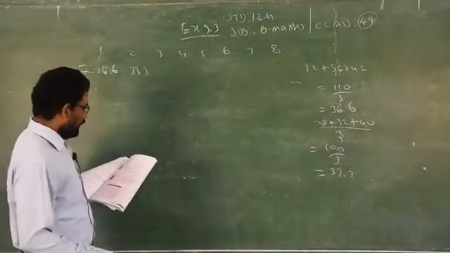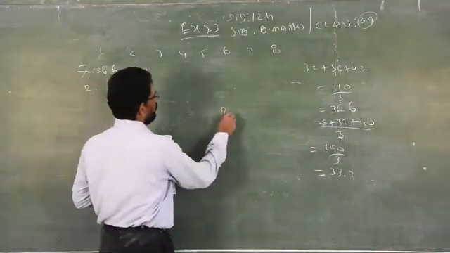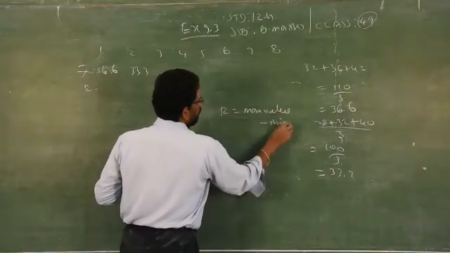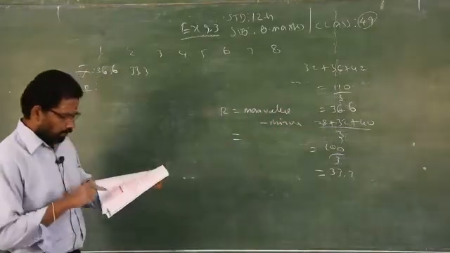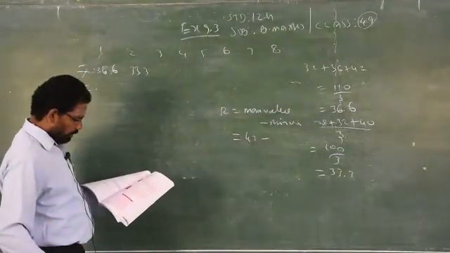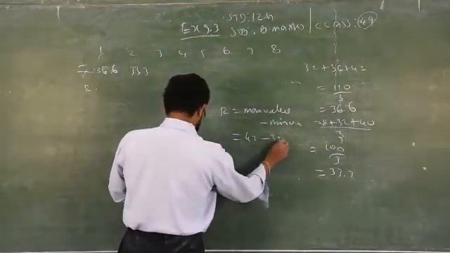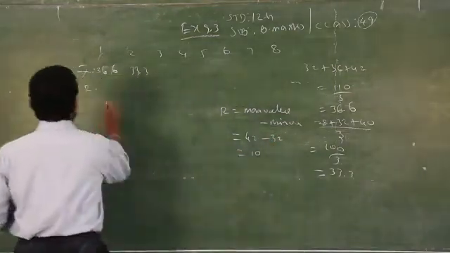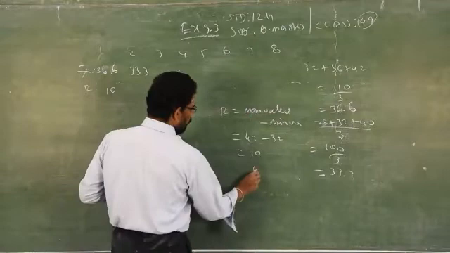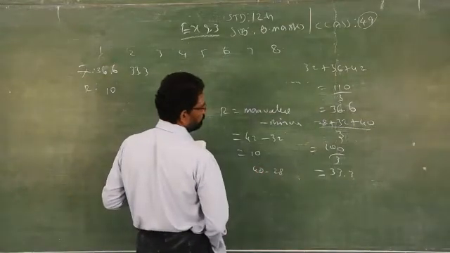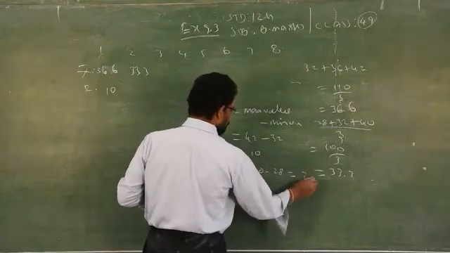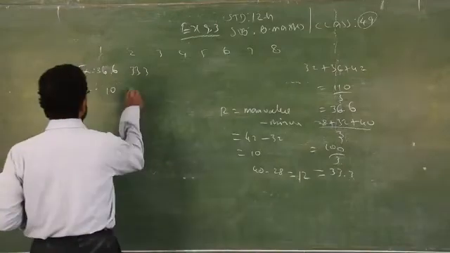Clear? So how to find the range? What is the formula to find range? Range is equal to maximum value minus minimum value. What is the maximum value in sample number 1? 42, minus the minimum value, 32. When you subtract, you get 10. So that is the range. Similarly, for sample number 2, the maximum value is 40 minus 28. Subtract, the answer is 12. So the range is 12.